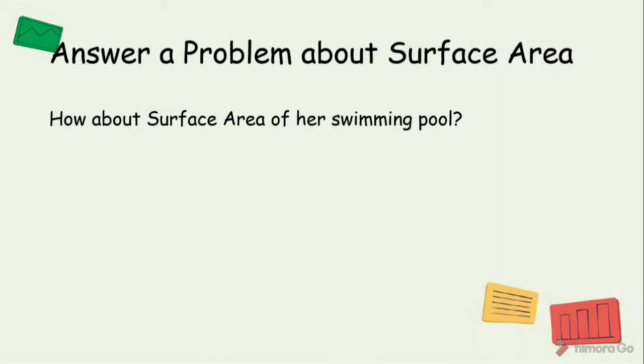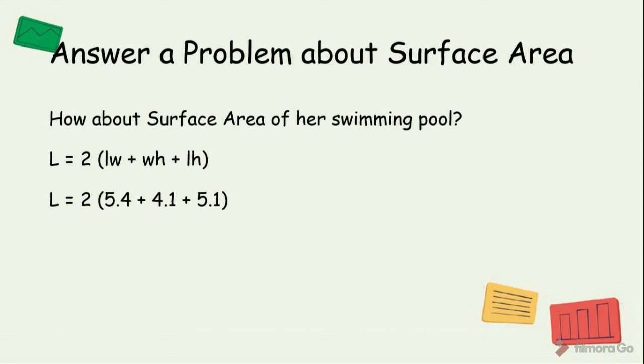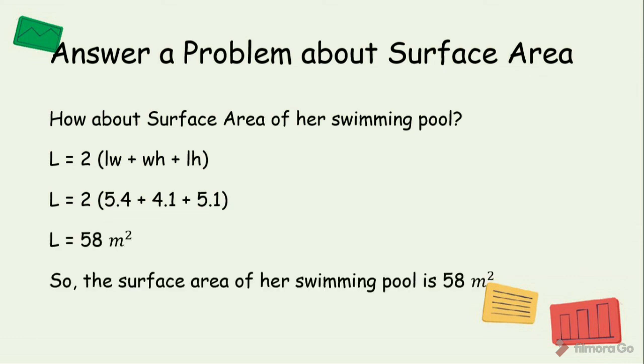How about the surface area of her swimming pool? That's right. You just substitute the length, width, and height. So, 2 into (LW plus WH plus LH). So, we get 2 into (5 times 4 plus 4 times 1 plus 5 times 1). So, the result is 58 square meters.